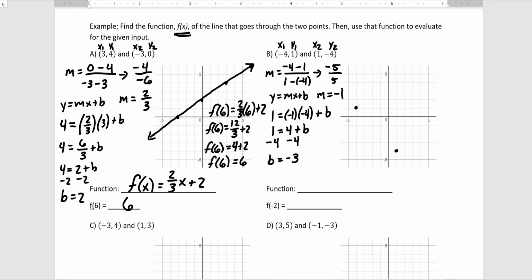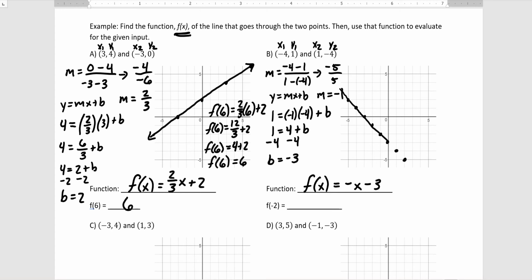So my function here would be f of x equals negative x minus 3. If you want to write the 1 there, you can, but you don't have to. All right, now let's go ahead and graph this and make sure. So negative 3, down 1, right 1, down 1, right 1, up 1, left 1, up 1, left 1. Very good.